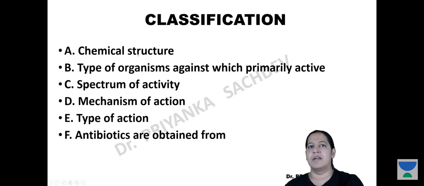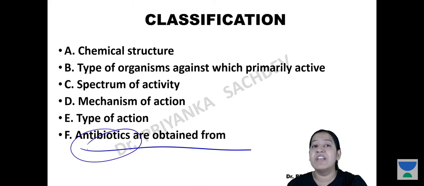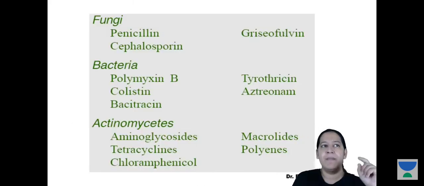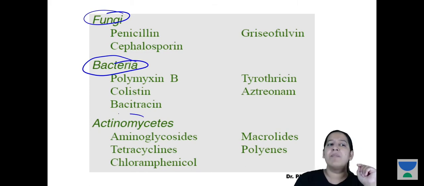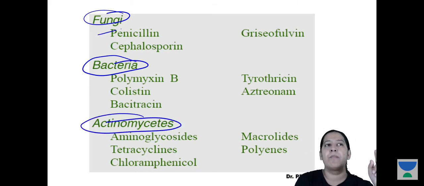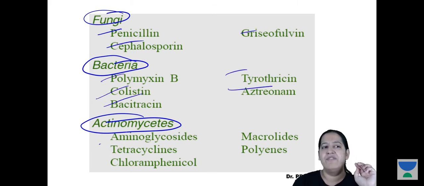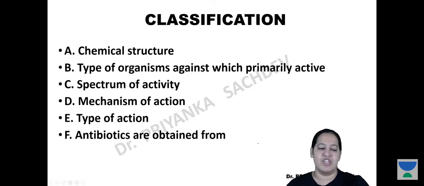You should learn it. And last, antibiotics are obtained from which organism? Some antibiotics are obtained from fungus, some of them are obtained from bacteria, some of them are obtained from actinomycetes. Again, important MCQ, which of them are obtained from fungus? And name the fungus also. Which of them are obtained from bacteria and which of them are obtained from actinomycetes? So you have to learn these 6 classifications. So I am done with classification.